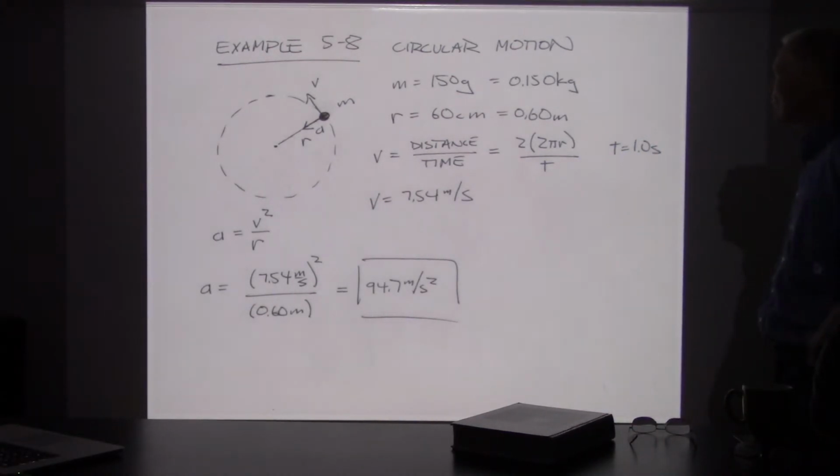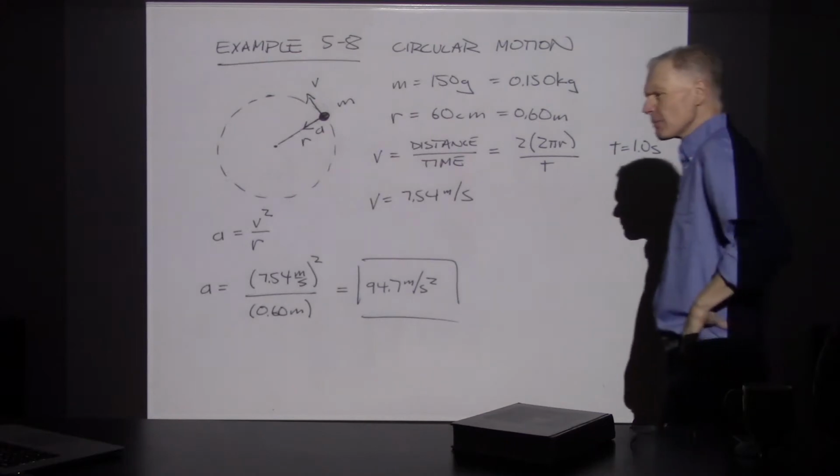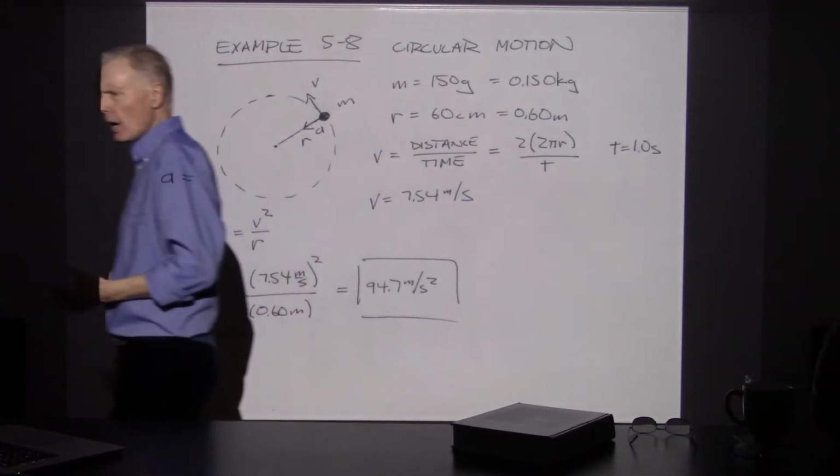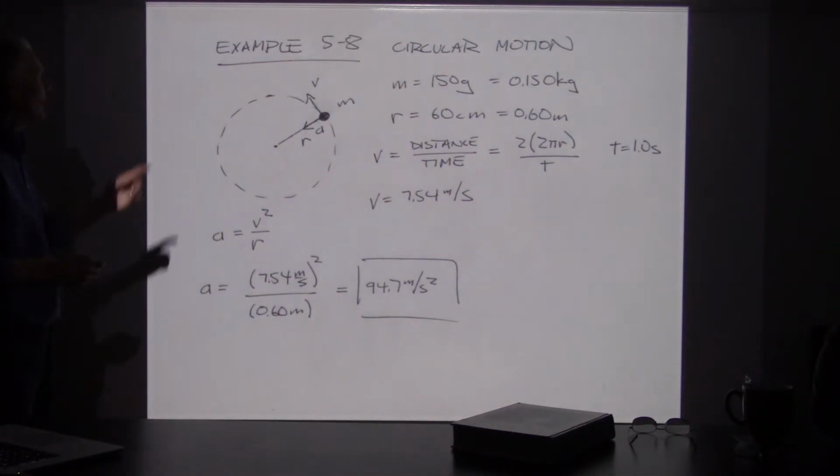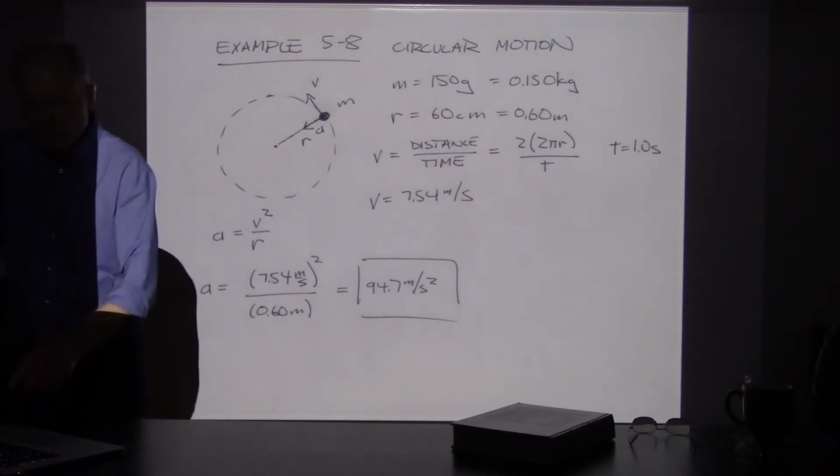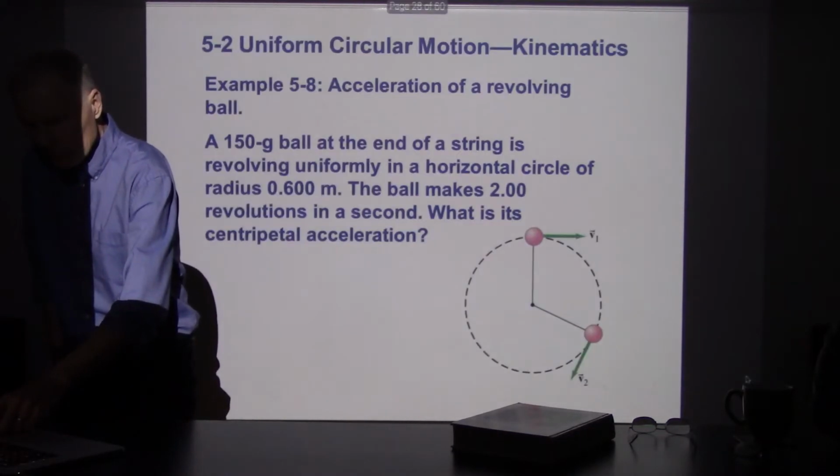So putting the numbers in, the acceleration here is pretty big. So let's think about this. We need to stop and think. A 60 centimeter... now that was a radius, not a diameter, right?